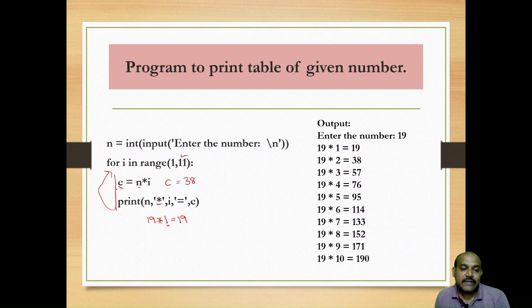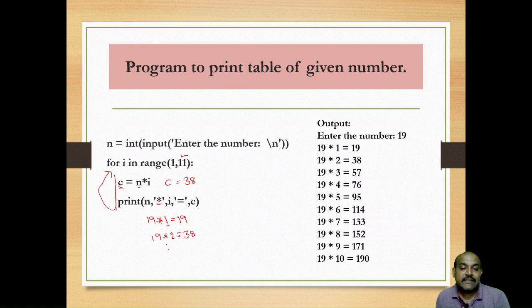Now, the next statement is print. What is n? n remains the same. I have not modified anything in n, so i has incremented by 1. Therefore, 2 is printed as it is because it is a string. So you get 19 into 2 is 38.